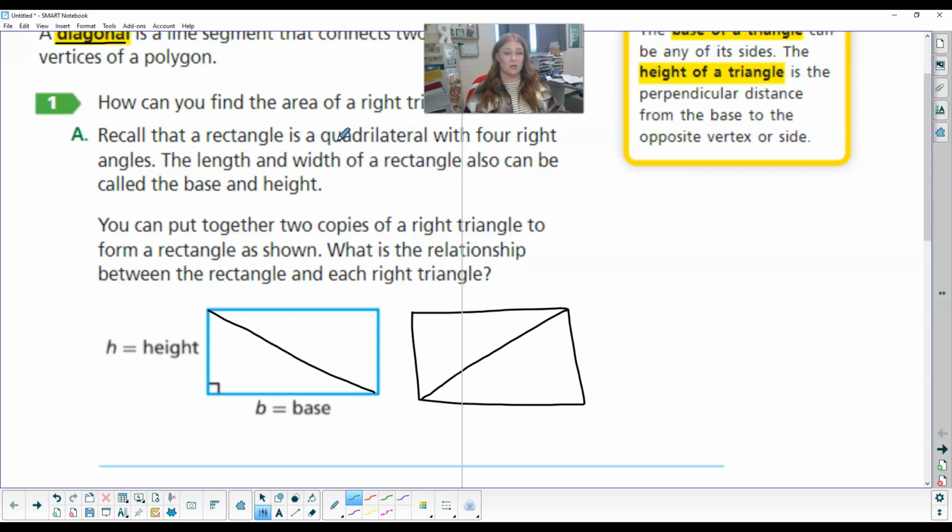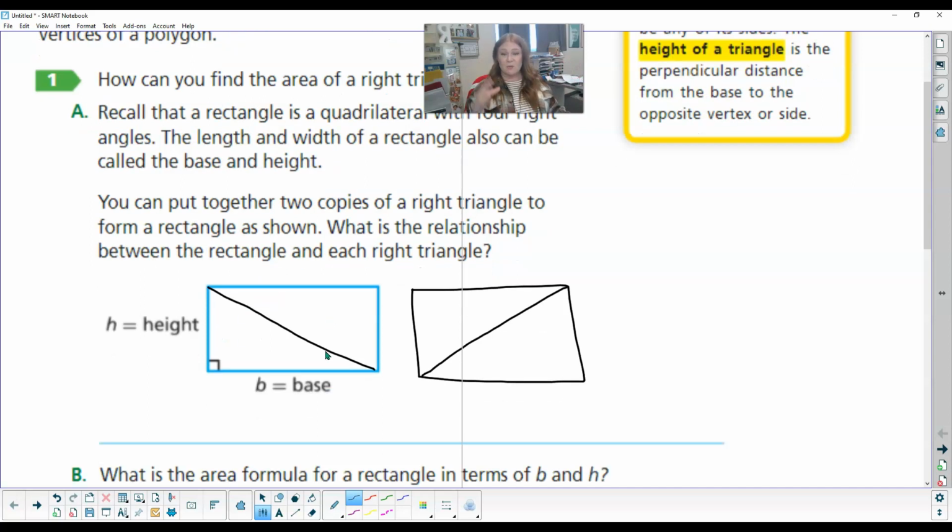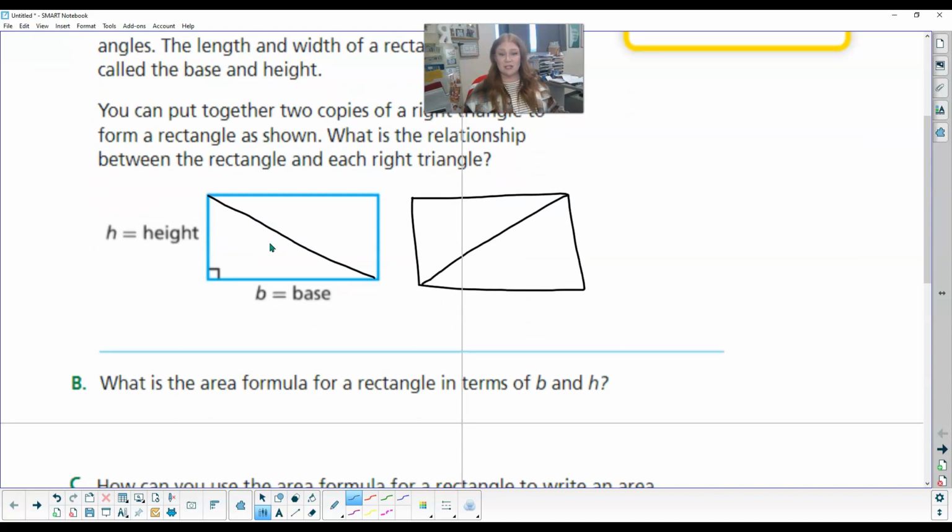Recall that a rectangle is a quadrilateral with four right angles. So all we did was take our rectangle and cut it into two pieces. So you can put together two copies of right triangles. The relationship of triangles to rectangles is that we need two equal triangles to make a rectangle or a parallelogram, whatever it may be. So two of the same triangles make a parallelogram. When I take these two triangles and put them together, we have that rectangle.